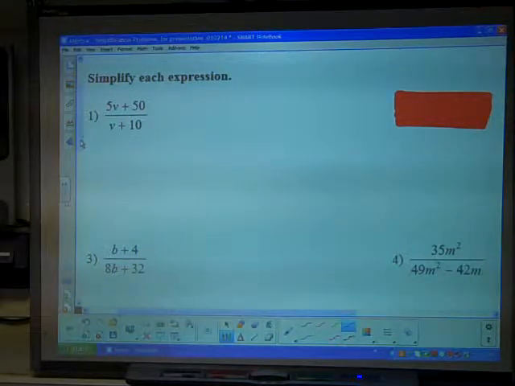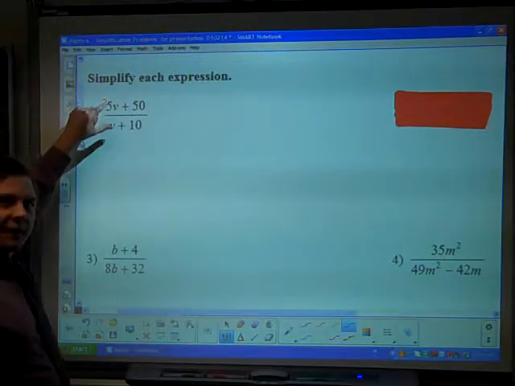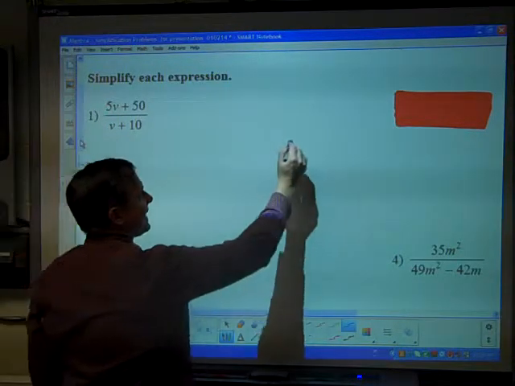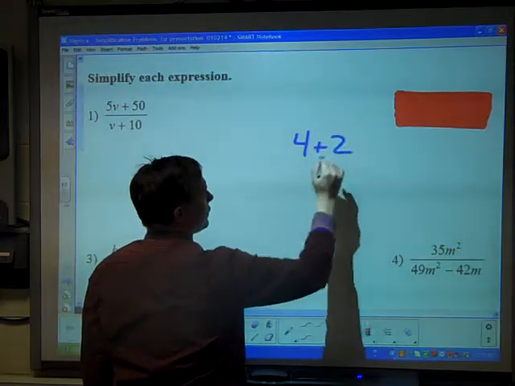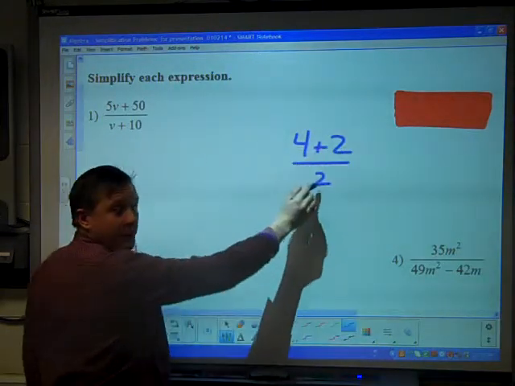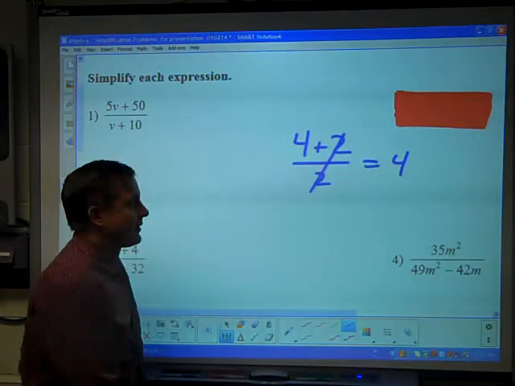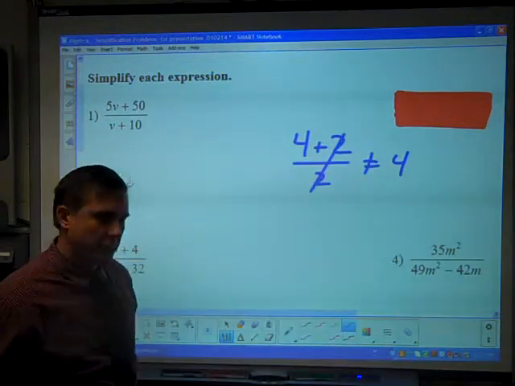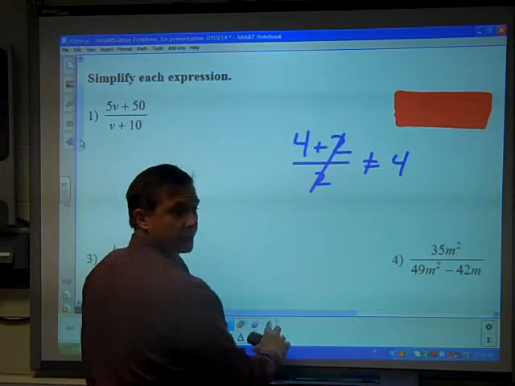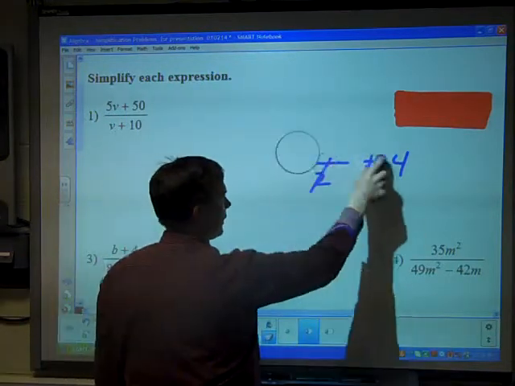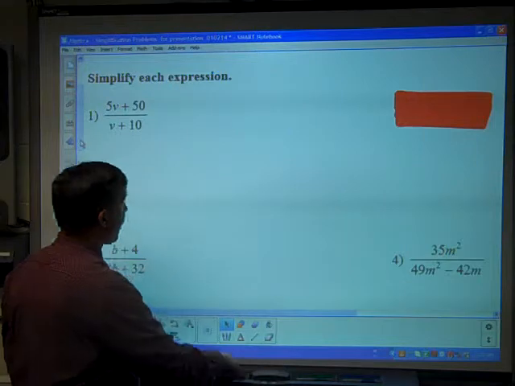I want to talk about simplification today. And I want to start with the idea that we cannot simplify sums. We cannot start canceling off numbers and say 6 divided by 2, which is 3. Can't do this. This is not true. All right? We can only cancel factors. All right? And factors means we have to make a product.